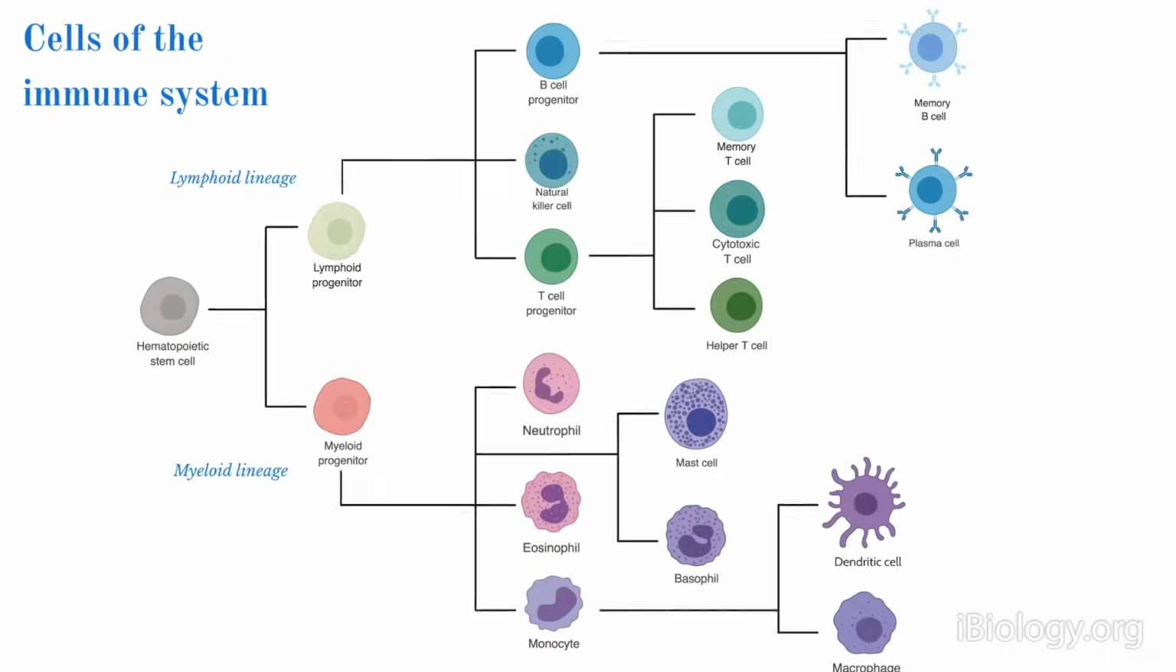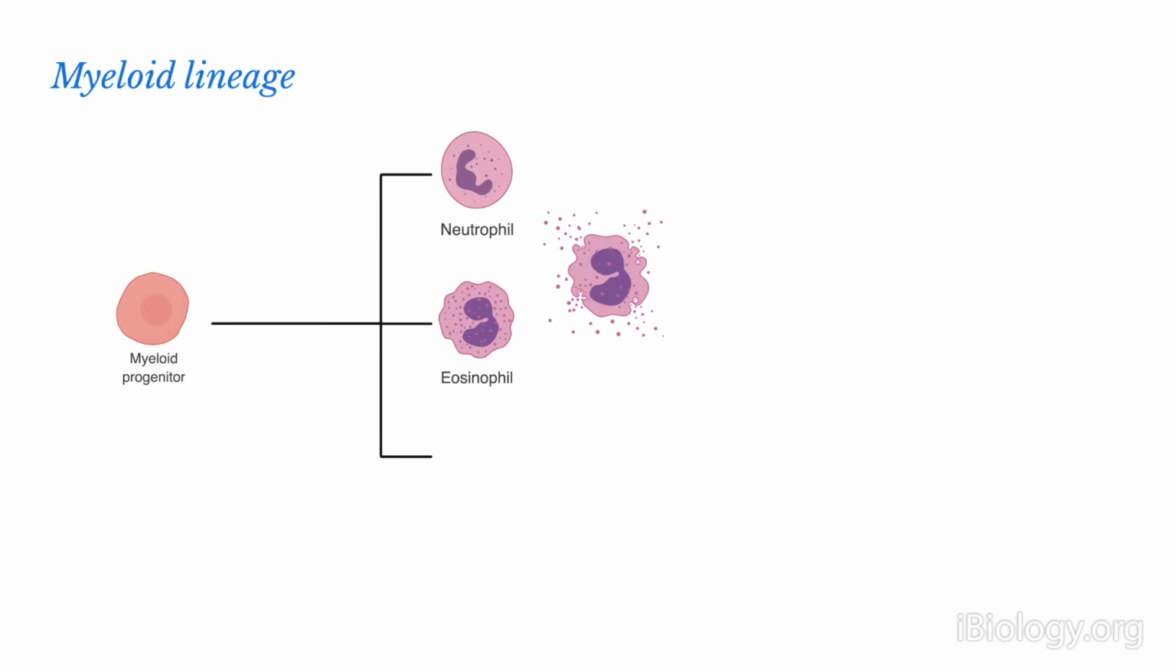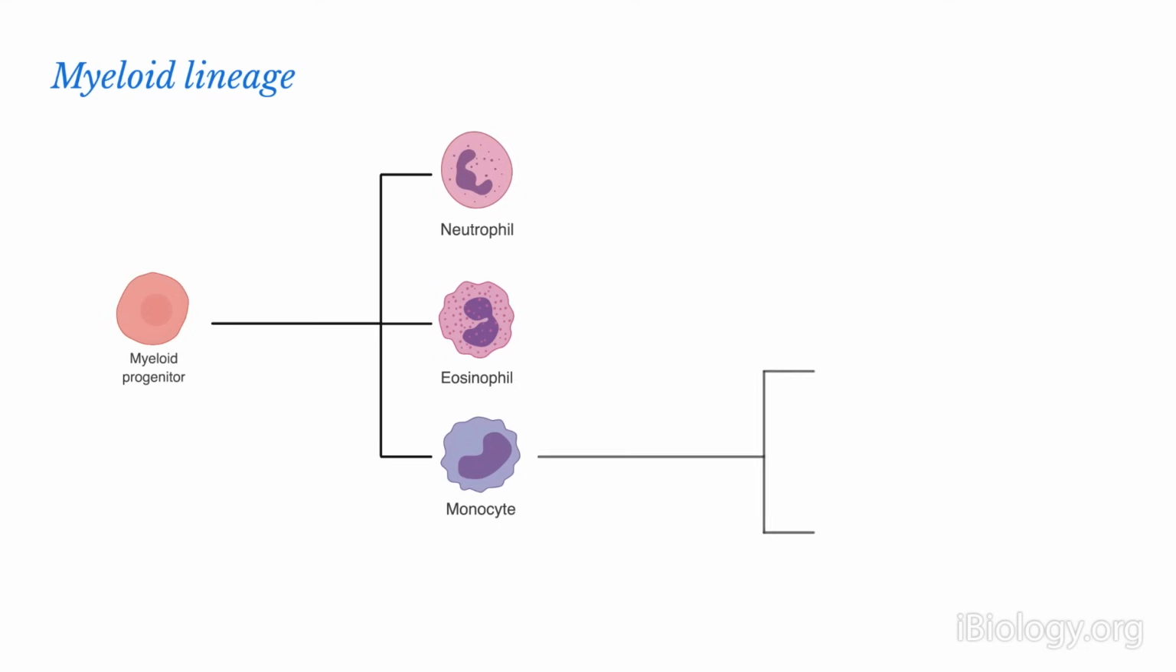Now let's take a look at the myeloid lineage. The myeloid lineage produces most cells of the innate immune system, as well as important antigen-presenting cells that prime the adaptive immune response. The myeloid progenitor gives rise to neutrophils, which are innate immune cells that specialize in the capture and killing of microorganisms throughout the body, eosinophils, which are a type of granulocyte that releases cytokines to defend against parasites, and monocytes, which further differentiate into dendritic cells and macrophages.